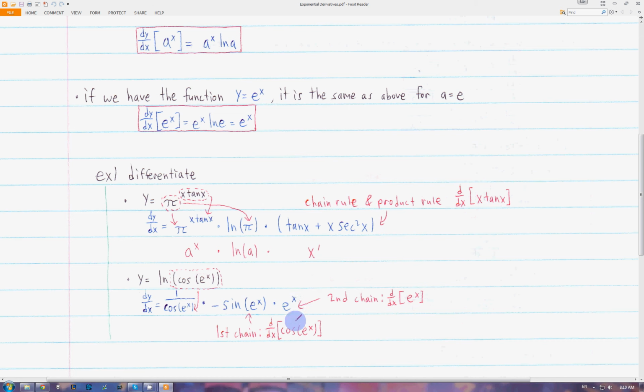So if we wanted to, we could simplify this more, since the sine of e to the x divided by cosine e to the x is the tangent of e to the x. So a final answer would be negative tangent e to the x times e to the x.